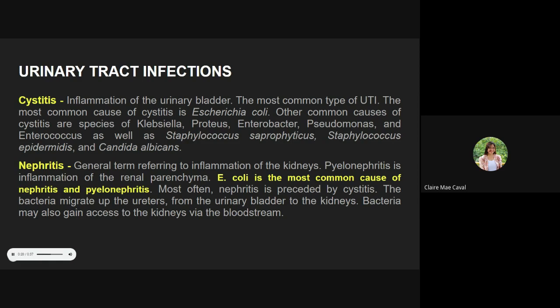Next is nephritis. It's the general term referring to the inflammation of the kidneys. Pyelonephritis is the inflammation of the renal parenchyma. Again, E. coli is the most common cause of nephritis and pyelonephritis.